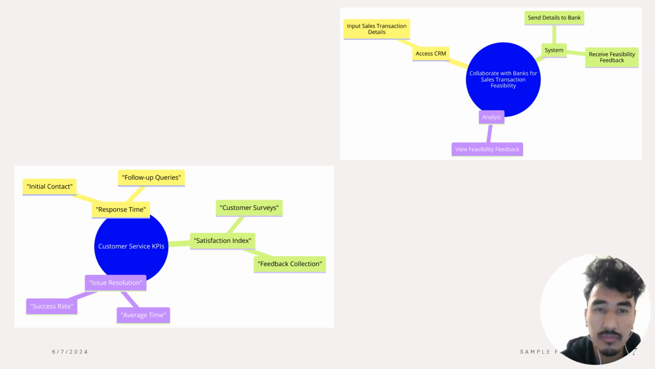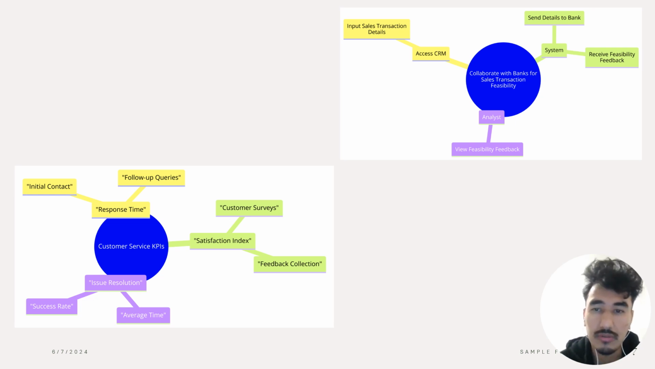The other mind map was on how to collaborate with banks. So in this process, the analyst accesses the CRM system and inputs the sale transaction details, such as buyer information, property details, etc. And the system sends the provided details to the bank, and the system receives the feasibility feedback from the bank, whether the buyer is eligible for a loan or whether the transaction meets all financial requirements.